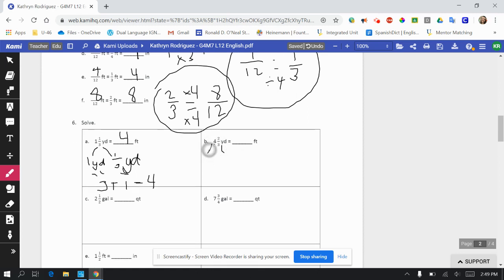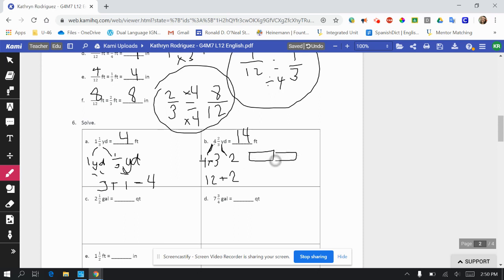I've got 4 yards. 4 yards will be, let's see, in each yard there are 3 feet. So that will be 4 times 3. So that will be 12 feet. And then 2/3 of a yard is 2 feet. So 12 plus 2 is 14 feet.